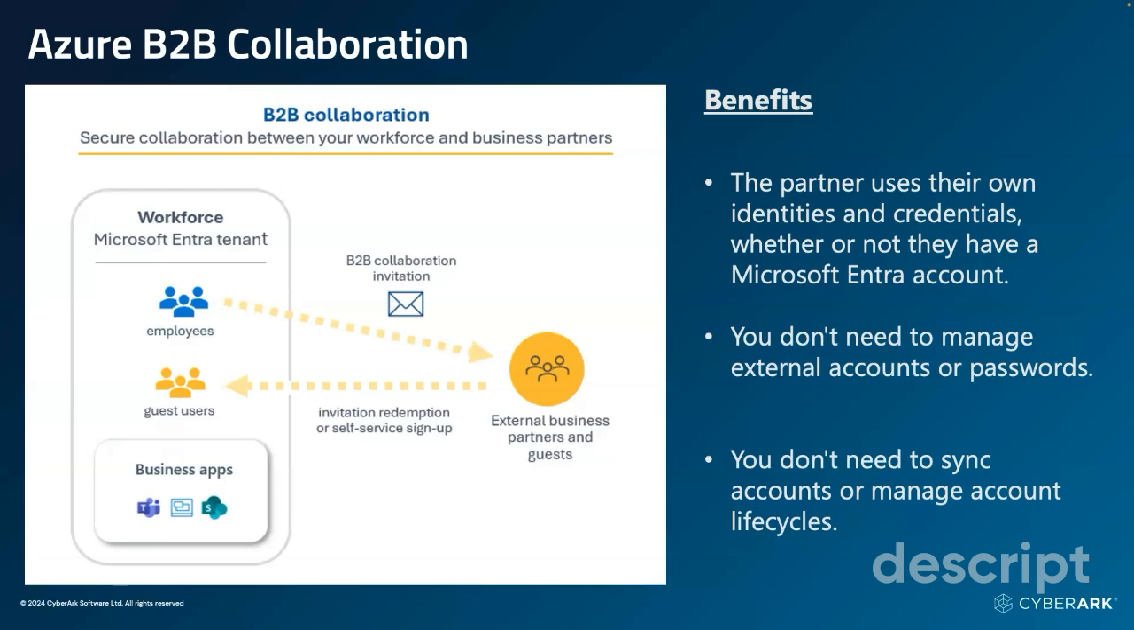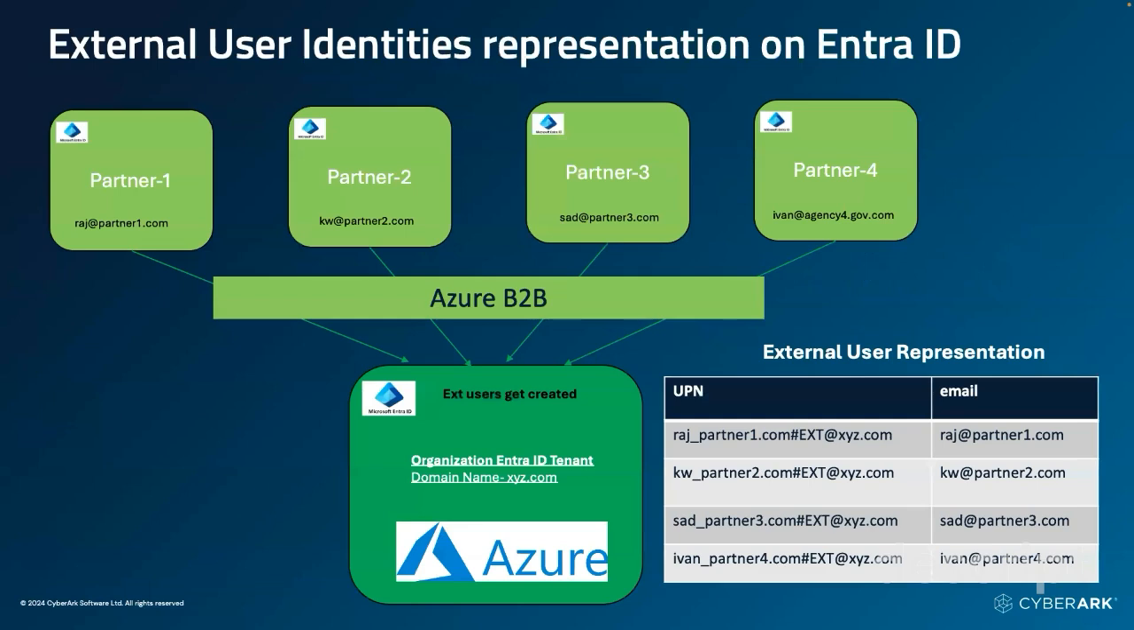So let's look into how this B2B entity is going to look on the Microsoft Entra ID side. In this example, we are considering this is the parent organization whose domain name is xyz.com. Again, this organization is on an Entra ID tenant, and this organization can invite partners from several organizations. So here we are representing this organization inviting people from partner one, partner two, partner three, and partner four.